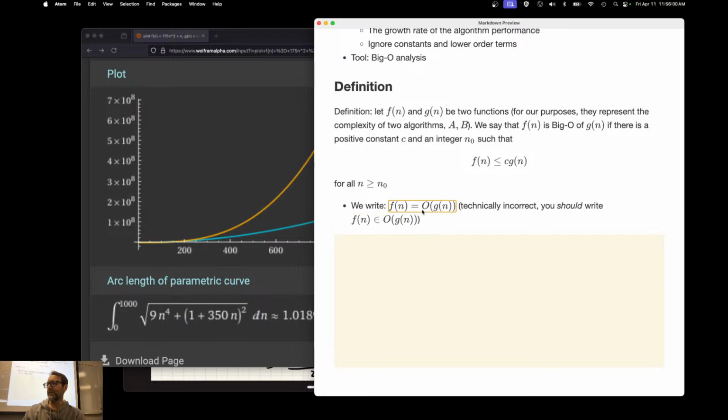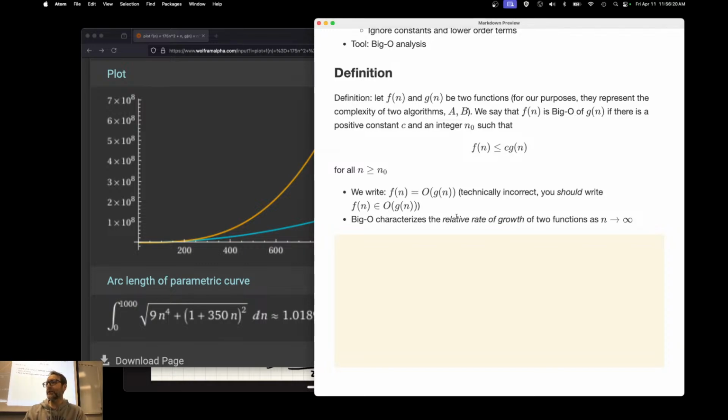Right? It makes no sense. What does equals mean? You can't have two different, dissimilar things, a function and a set of functions, be equal. That doesn't make any sense. But nevertheless, this is so common that, okay, we'll allow it. All right, so pedantic's out of the way.